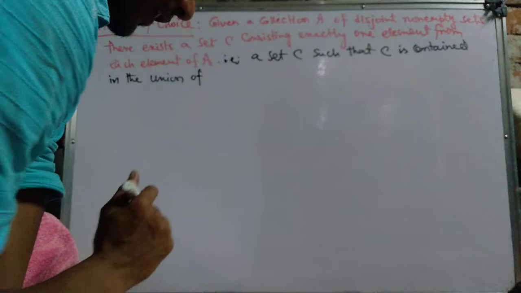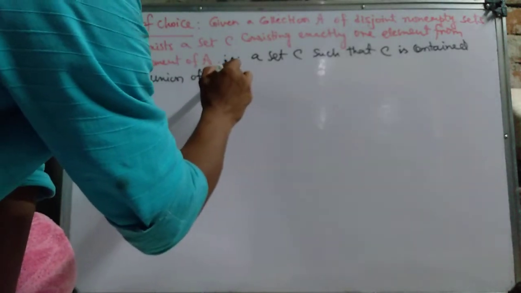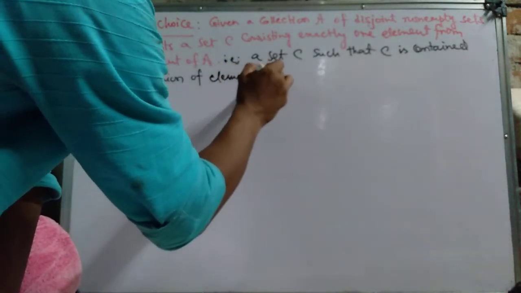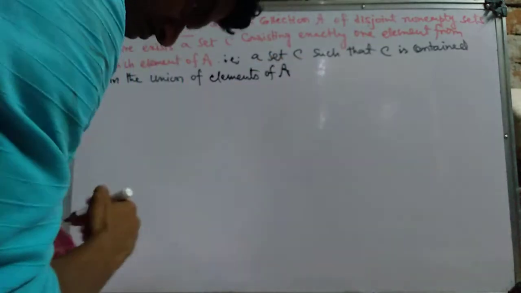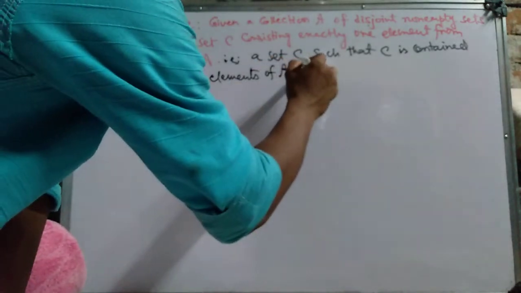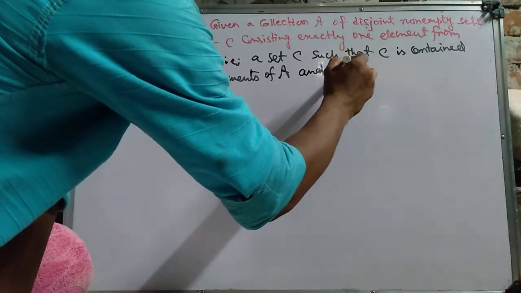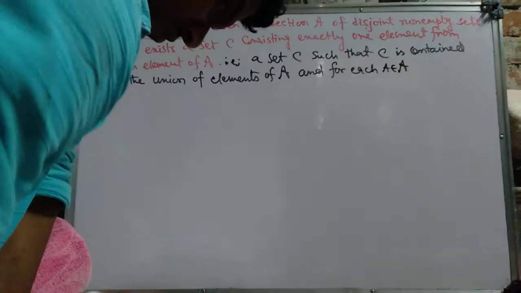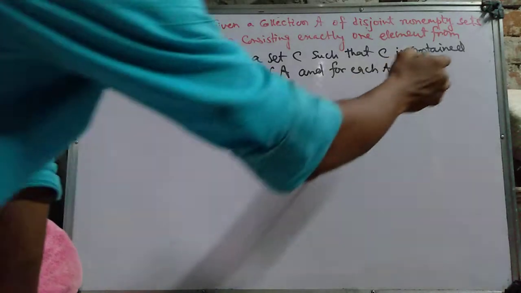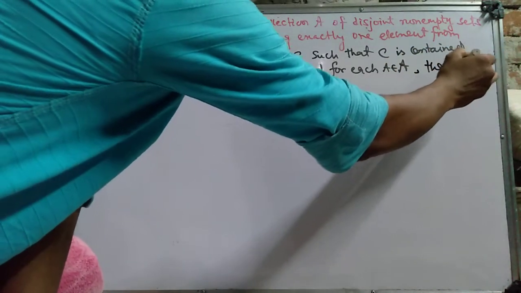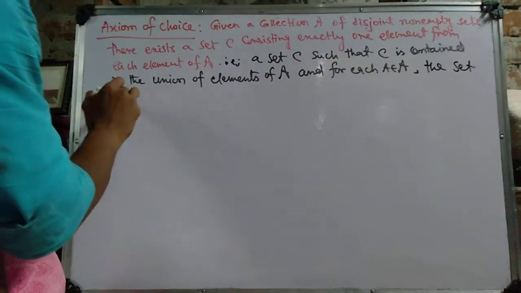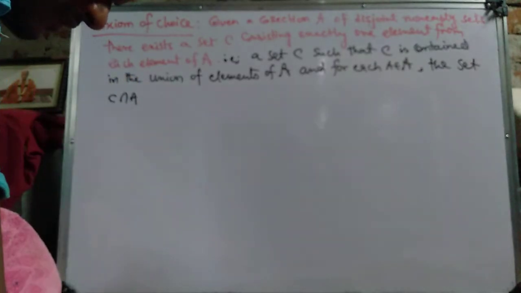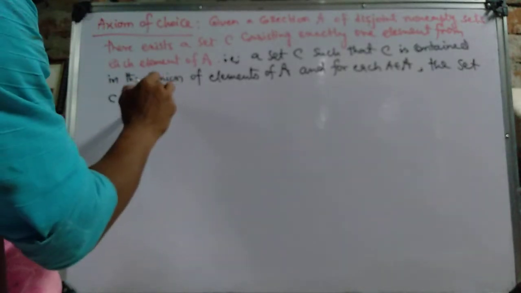C is contained in the union of elements of A, and for each A belongs to A, the set C intersection A contains a single element.